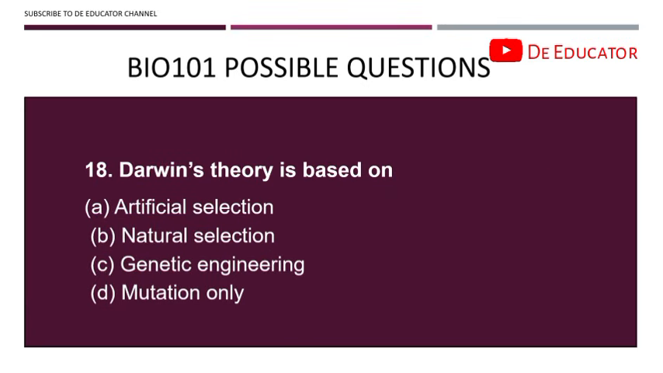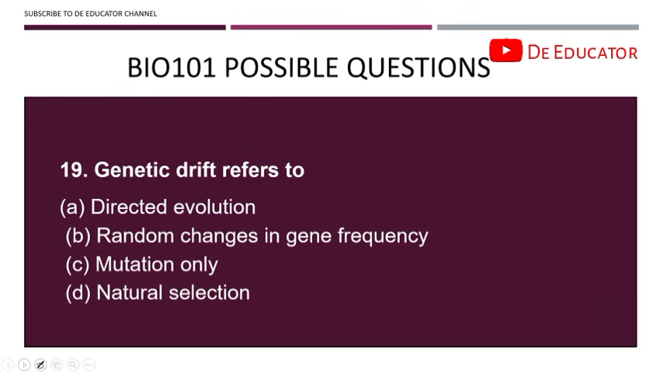Number 18, Darwin's theory is based on natural selection. There's one person we did not mention, Lamarck. You should know Lamarck's theory now. Lamarck's theory is use and disuse. Number 19, genetic drift. What is genetic drift? You should know genetic drift is the random change in gene frequency. From the word drift, it's change, random change. That's what is known as genetic drift.